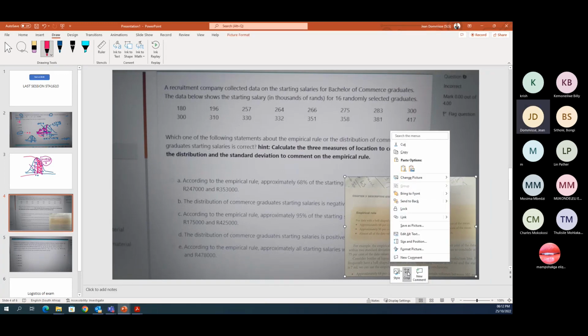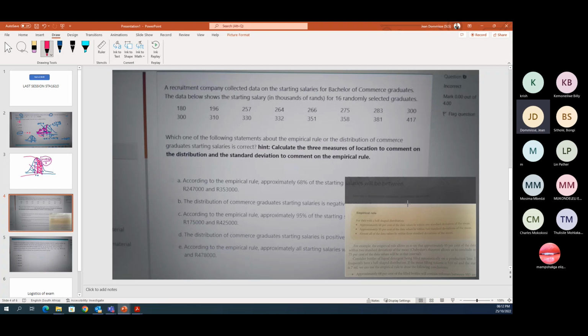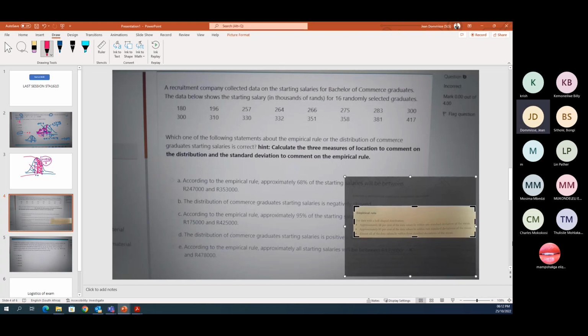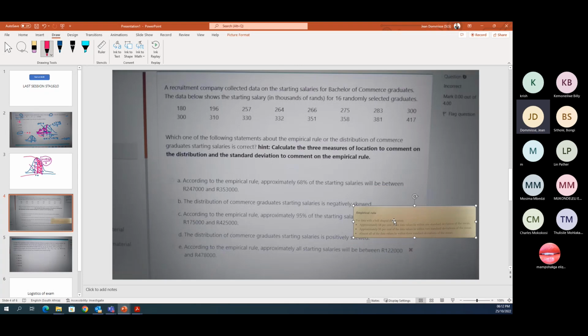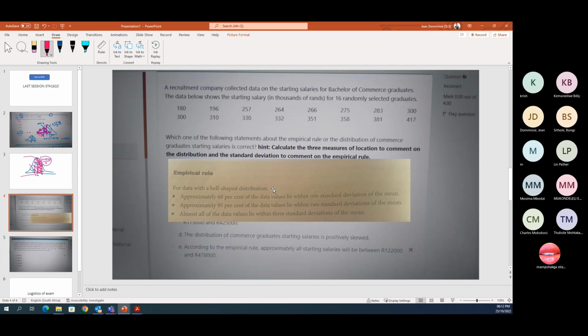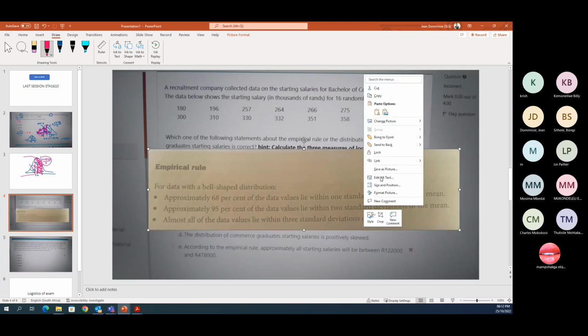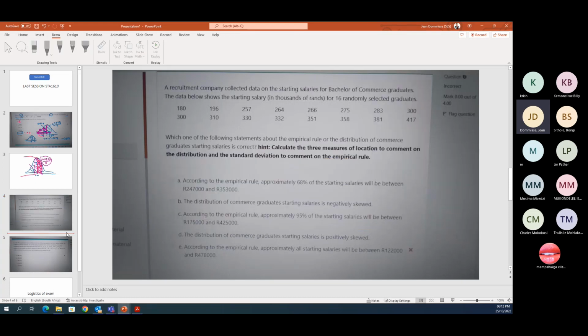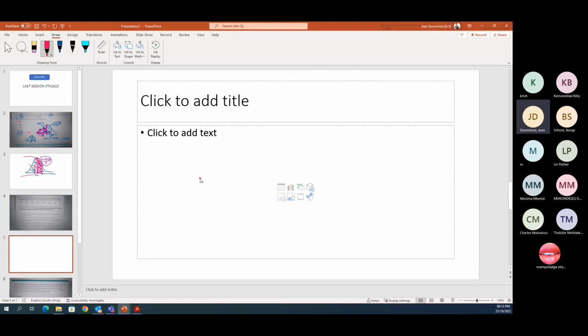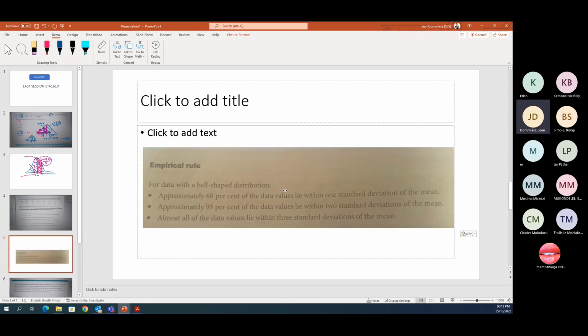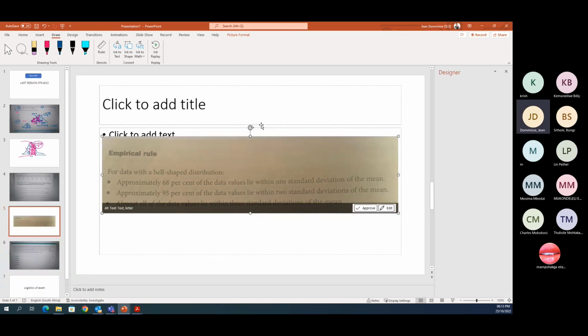Okay, then there was this question, and I needed to nearly go back to the textbook because I don't know if it was in the study guide, about the empirical rule. Let me put it in another slide so that when I share it with you, you have it as well and can use it.